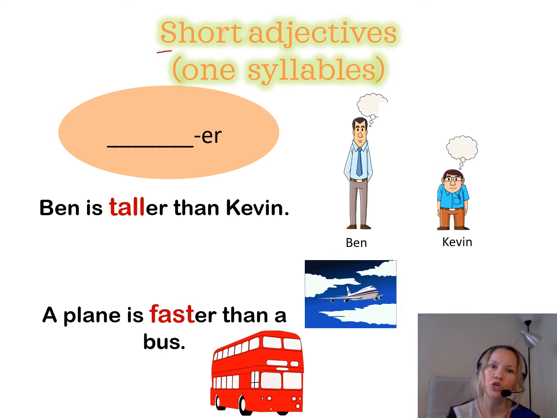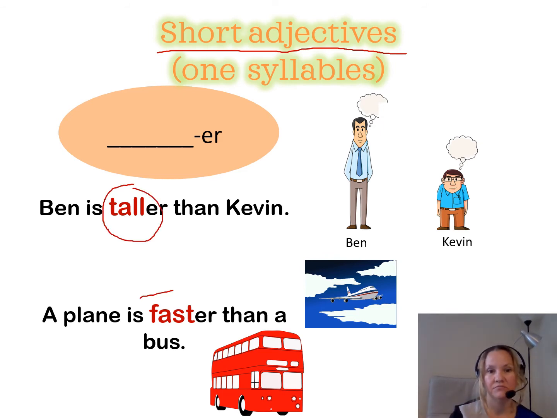With the short adjectives, short words with one syllable. One syllable means short words, so you say it quickly. Tall, for example. Fast. It's a short word. You can compare the short words by adding er at the end of the word.